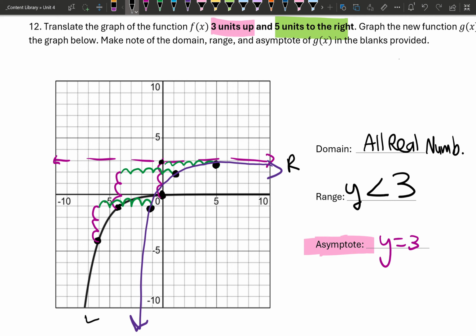If you have any questions, please let me know. I do have one more thing I want to say. For domain, for all real numbers, we really should say negative infinity to positive infinity. That is how we did it previously. I don't know why I wrote all real numbers. I knew that looked weird. I mean, it's the same thing. I don't need to erase it or cross it out. But from negative infinity to positive infinity, because that's all the way left and all the way right.